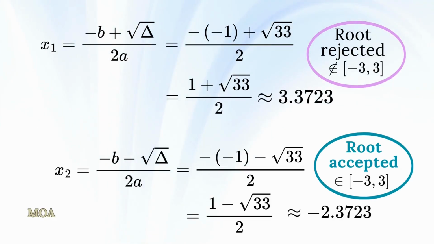Because the first root does not belong to the domain of definition, it cannot be considered a valid solution. Only the second root, which is 1 minus the square root of 33, all divided by 2, lies within the interval from -3 to +3. Therefore, it is the only solution we accept.